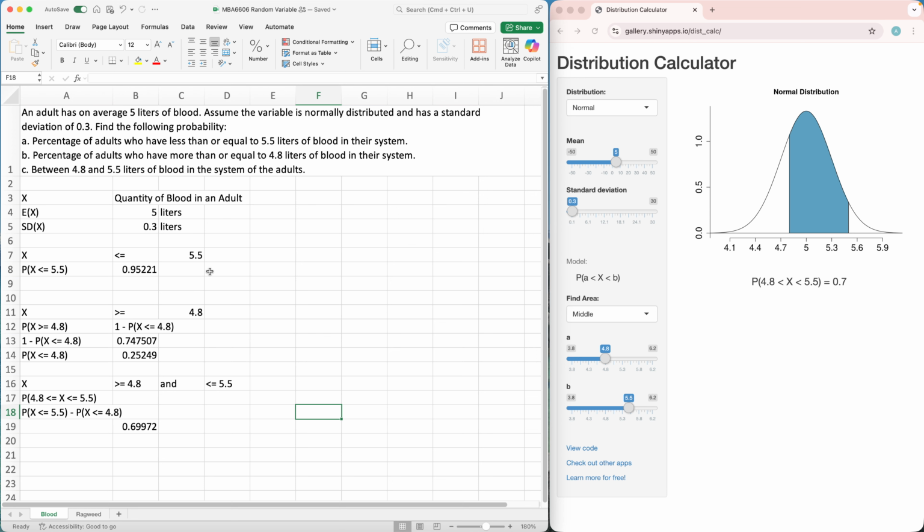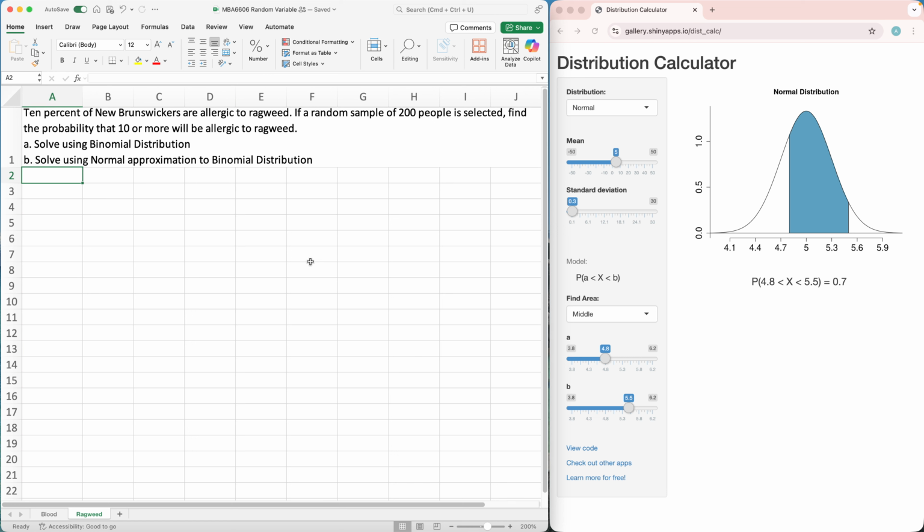Now let us also solve for a binomial distribution. So let us say we have 10% of New Brunswickers allergic to ragweed. A random sample of 200 people is selected. Find the probability that 10 or more people will be allergic to ragweed. So what is our random variable? Number of New Brunswickers allergic to ragweed.